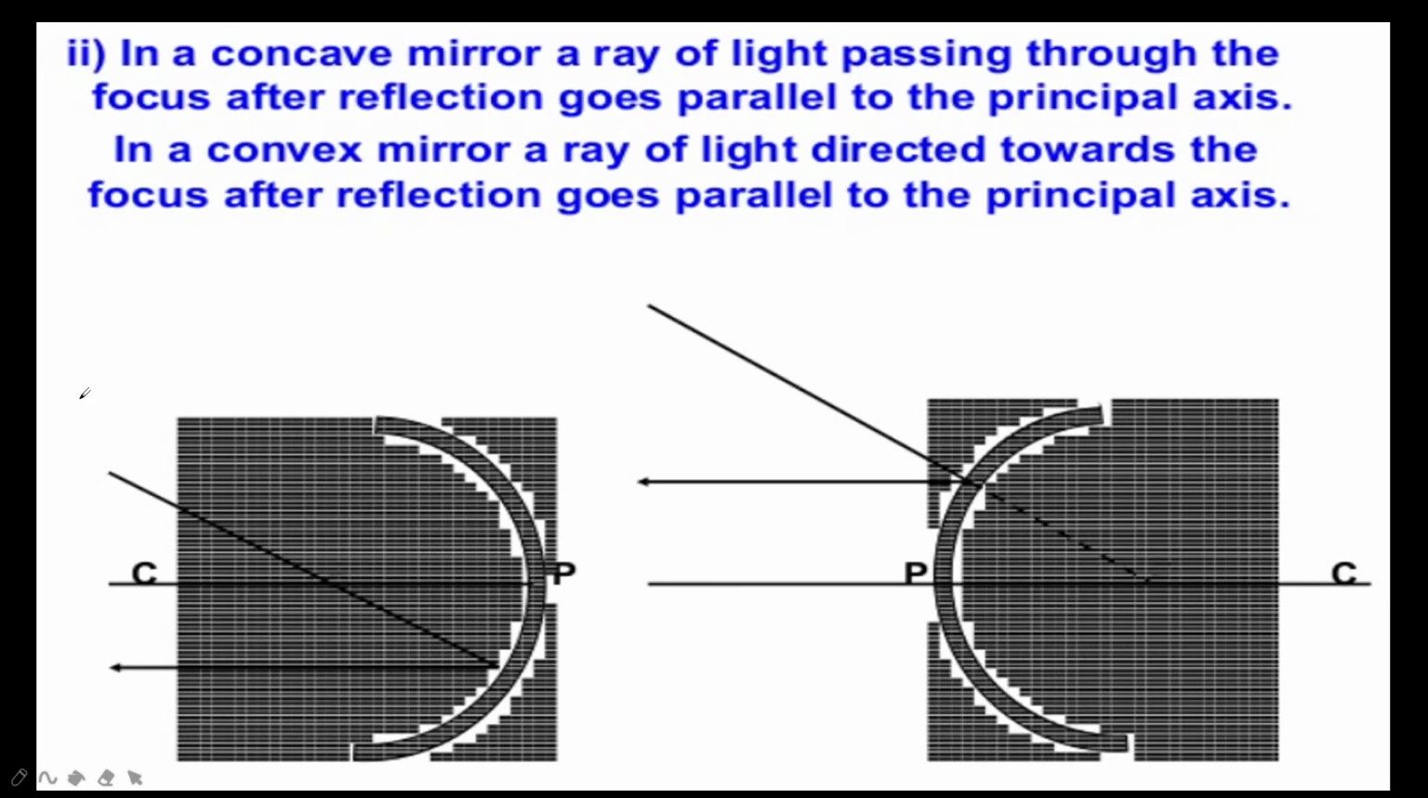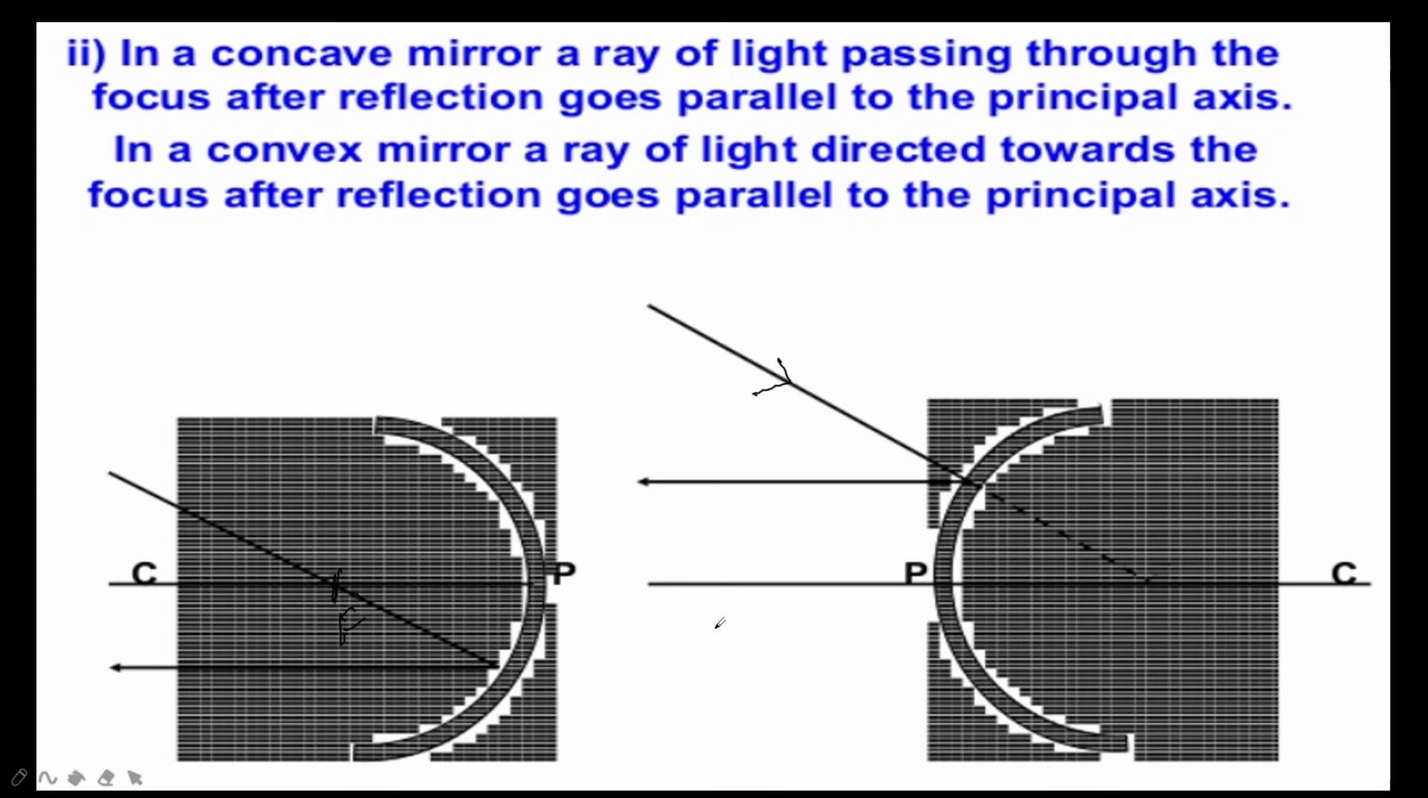Second rule is, in a concave mirror, a ray of light passing through the focus, after reflection, goes parallel to the principal axis. Understood? It is the opposite of the first rule. Passing through focus, it becomes parallel to the principal axis. In the case of a convex mirror, touching the reflecting surface and becoming parallel to the principal axis.